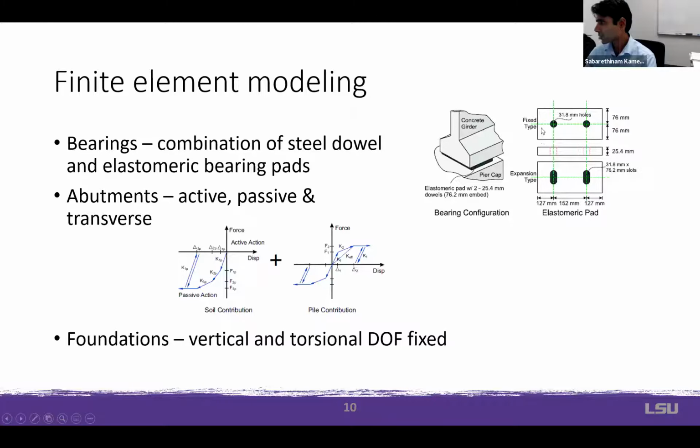So these are the elastomeric bearing pads. And this is for the fixed bearing, and this is for the expansion bearing. And we can see how they are modeled. So we can see they are modeled using a parallel combination of the dowel and the bearing pad, which is similar to the case that we have for abutments, where we have active and passive soil resistance. So we have combinations of springs that we use to model these abutment springs. Similarly, for foundation, we have springs, but we restrict the degrees of freedom in the vertical direction and in the torsional degree for these foundation springs.